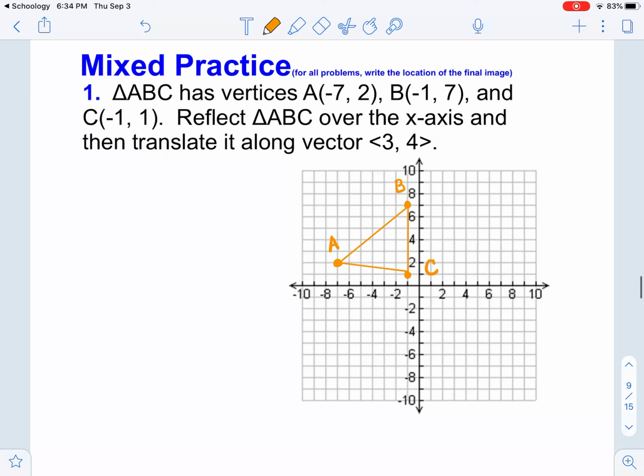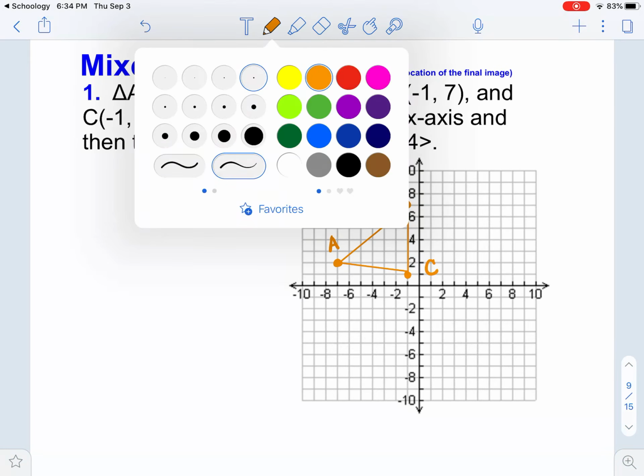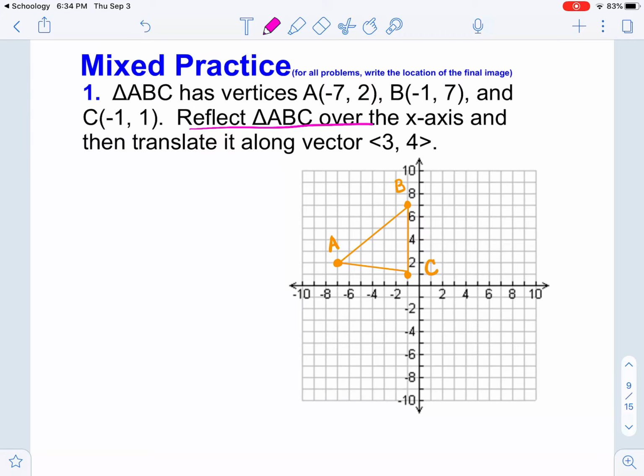All right, I'm going to double check just to make sure I'm fine here. This is negative 7, 2, that's right. This is negative 1, 7, that's right. And that's negative 1, positive 1. Good. Okay. This one says reflect ABC over the x-axis. So I'll start with that. But notice it also says translate it. So I'm going to have 3 triangles drawn when all is said and done.